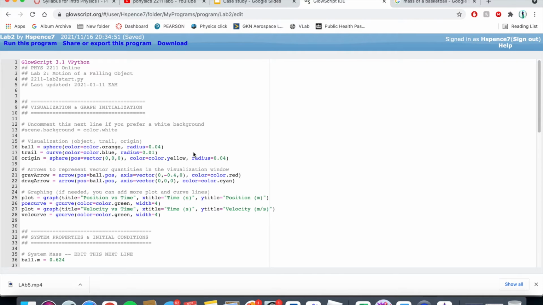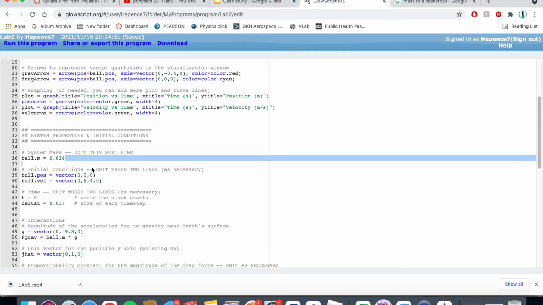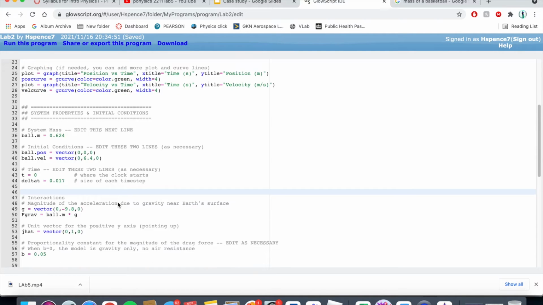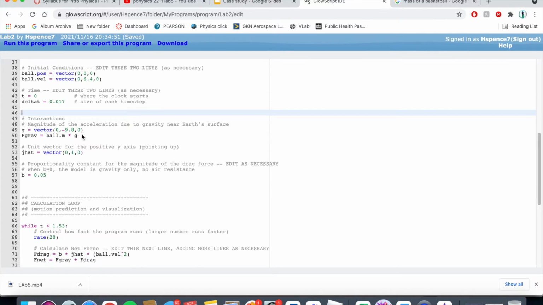Moving into GlowScript, we have the ball's mass set up as 0.624, and we give it an initial velocity of 6.4 in the positive y direction. So this is our boost upwards. Now the delta t is 0.017. That's the frame rate. And we have our gravity vector here. Negative 9.8 is gravitational acceleration.